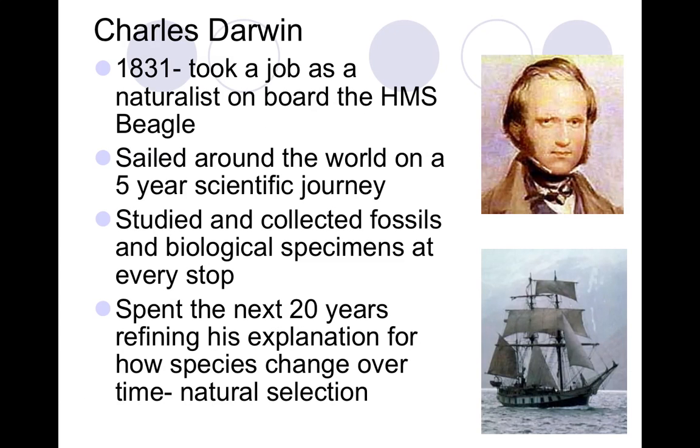In 1831, Charles Darwin took a job as a naturalist on board the HMS Beagle. He sailed around the world on a 5-year scientific journey and collected fossils and biological specimens. He kept detailed notes, brought back specimens with him, and then he spent the next 20 years refining his explanation. Why did he notice these changes of these fossils and these organisms over time? And we call that natural selection.